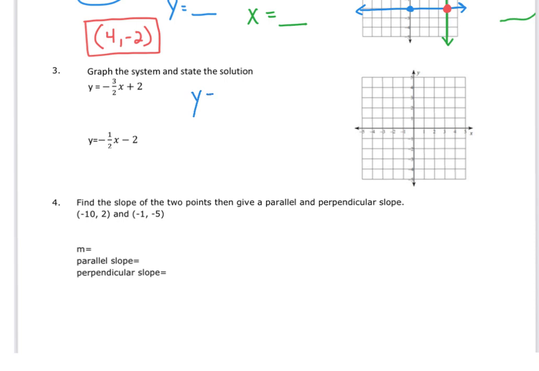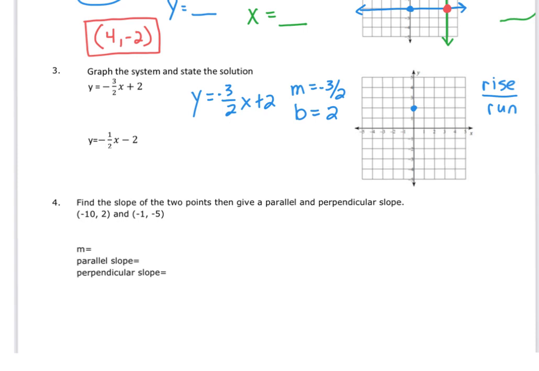We've got y equals -3 over 2x plus 2, where my slope is -3 over 2 and my y-intercept is 2. So I'm going to start with my y-intercept being 2 right here. Remember, my slope is my rise over run. If you forget that, just go ahead and write it again. I know it's a negative slope, so it's going to slant down. So I'm going to go 1, 2, 3 over 2.